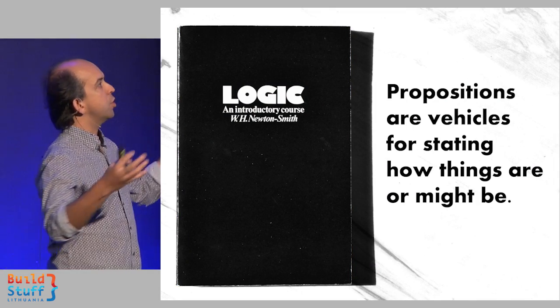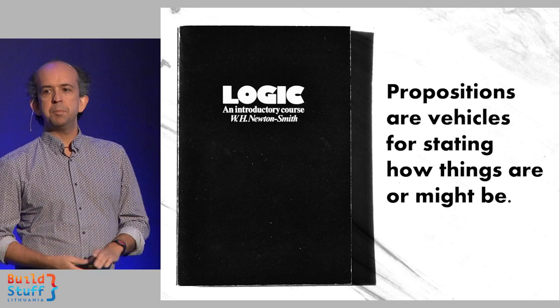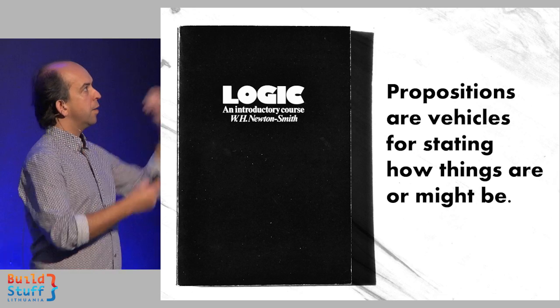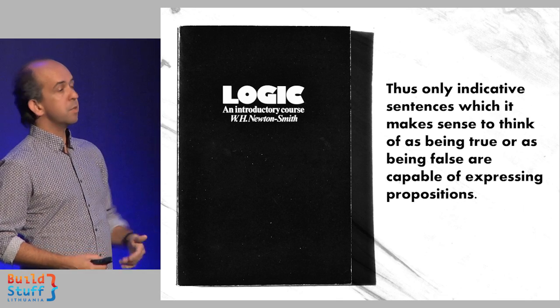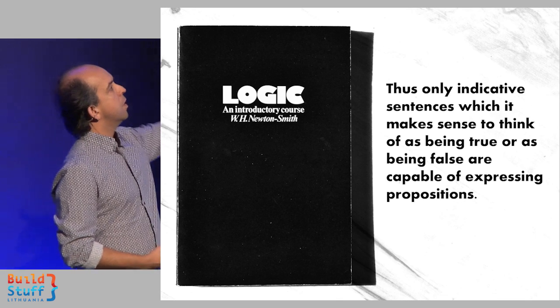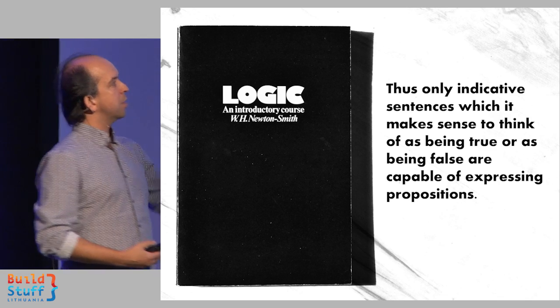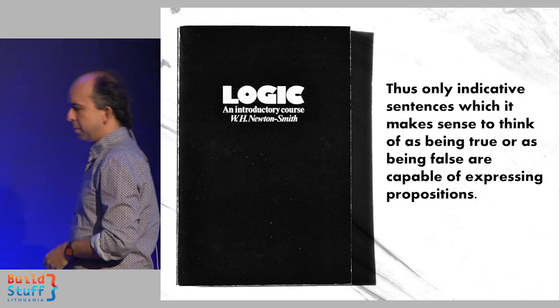Smith makes the observation: propositions are vehicles for stating how things are or might be. It's a proposition, it's a truth. And grammatically, only indicative sentences, ordinary sentences in essence, which it makes sense to think of as being true or being false, are capable of expressing propositions. Now, what does that mean in practice?